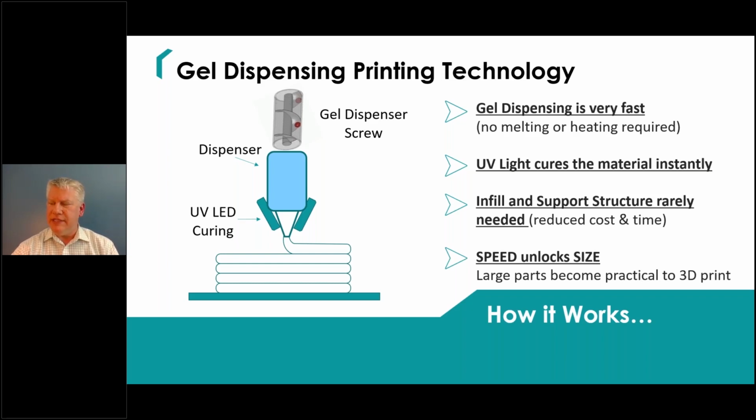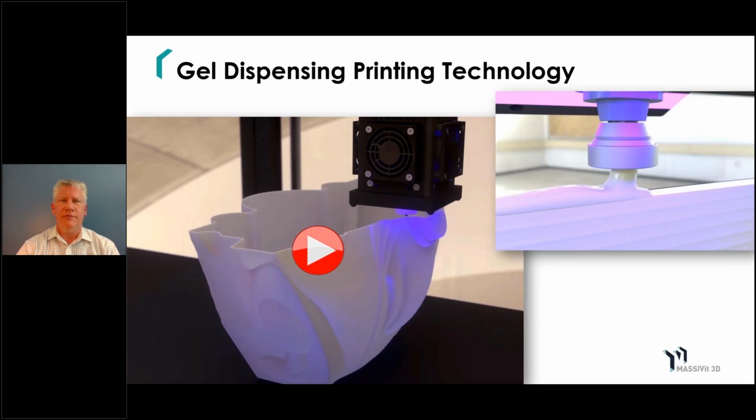The only pieces that require support structure or stabilizing ribs is when we want to print a part that has a very wide physical array. That speed unlocks the size that you're looking for. Large parts finally become practical in 3D printing. And once again, this is 30 times faster than any other technology that's out there that we know of.